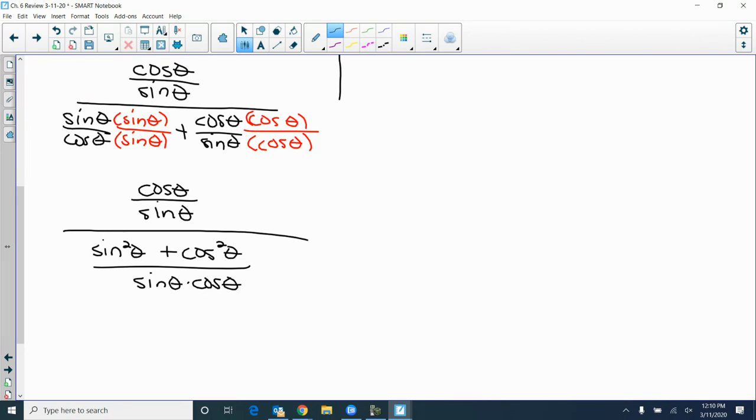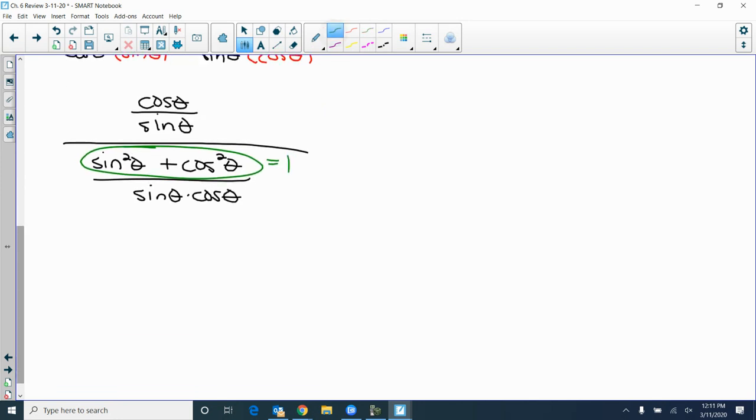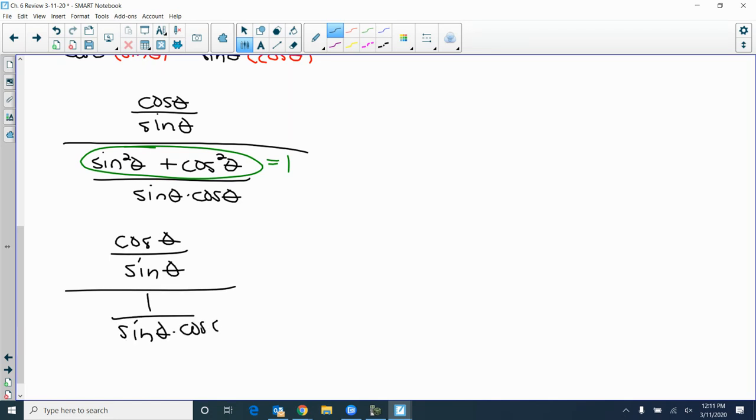All right, so you got cosine over sine divided by, now when you make that one fraction, the common denominator is sine times cosine or cosine times sine, it doesn't matter. You get sine squared plus cosine squared. What does sine squared plus cosine squared equal? 1. That right there equals 1. So you got cosine theta over sine theta divided by 1 over sine theta times cosine theta.